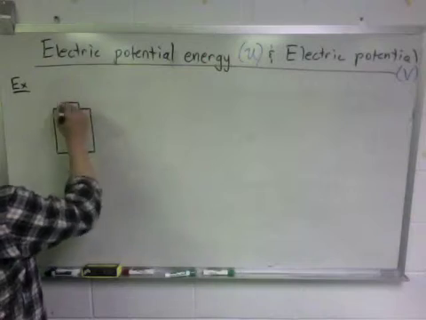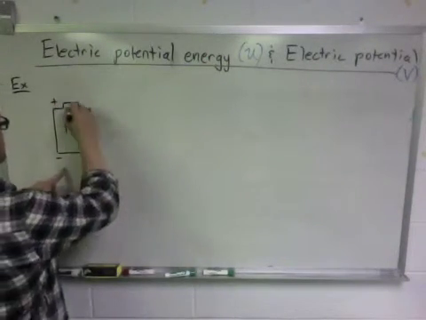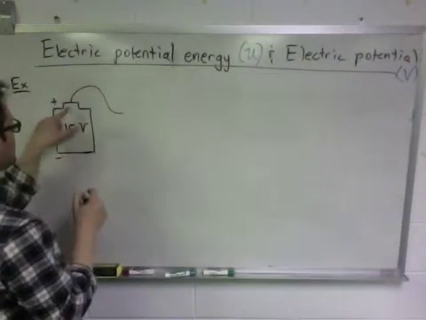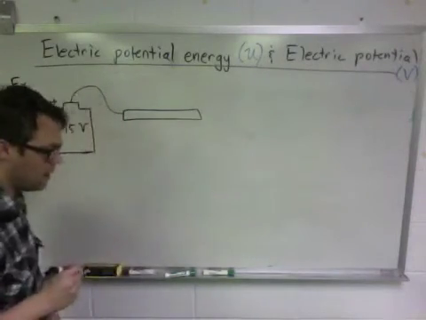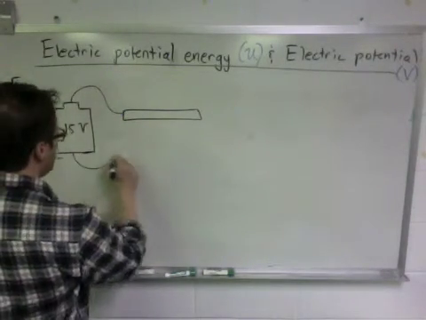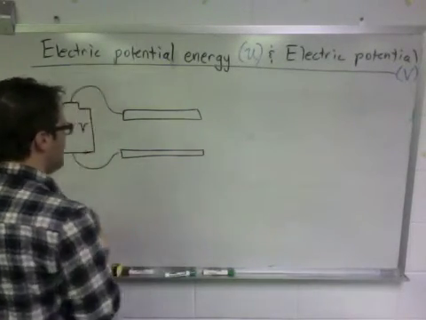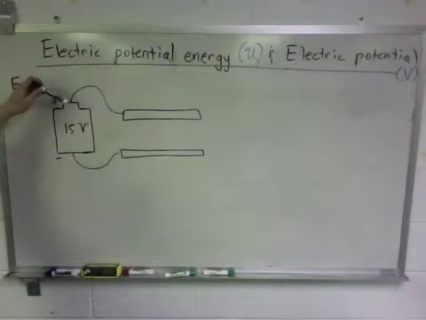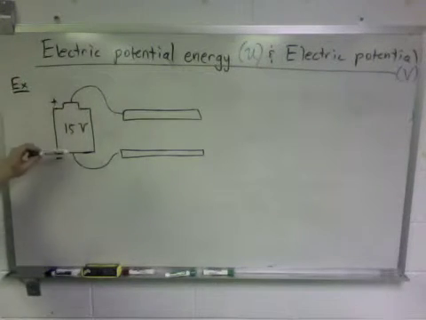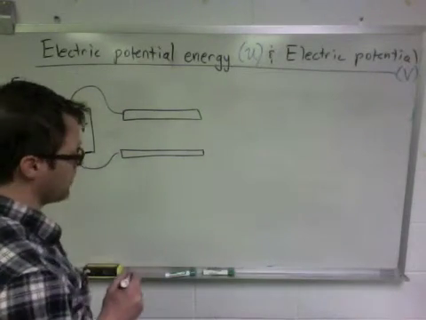This would be the positive terminal of my battery, this would be the negative terminal of my battery. And let's say I have a wire connected from the positive terminal of my battery to a metal plate, and from the negative terminal of my battery, I'm connecting it to another plate. Now, the 15 volts must mean that the electric potential at the positive terminal is 15 volts higher than at the negative terminal.